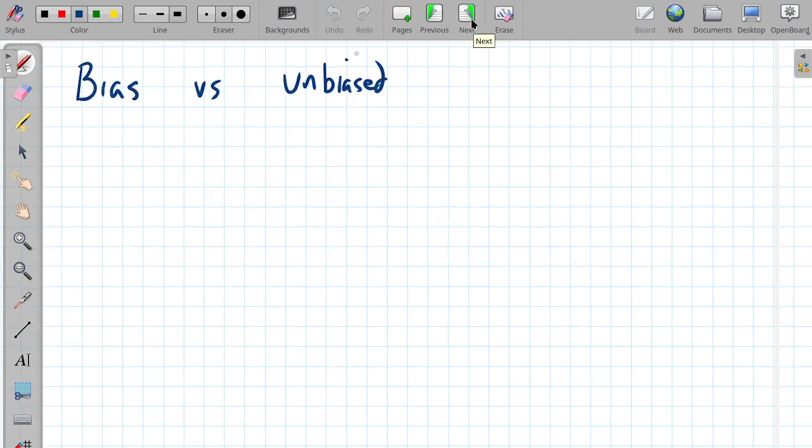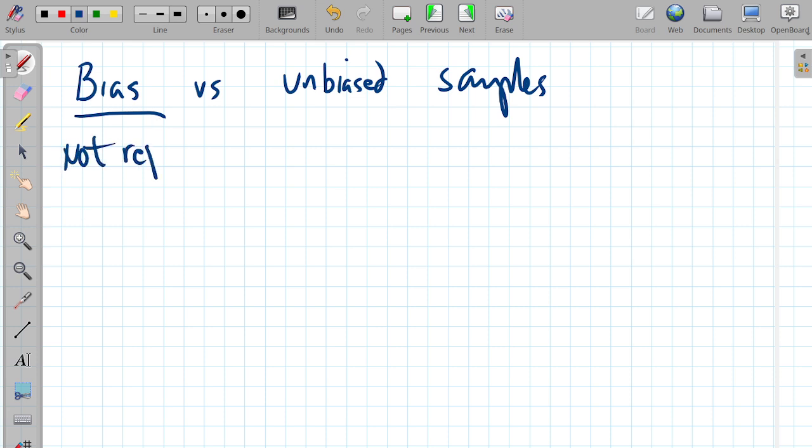We're almost done here. Biased versus unbiased samples. Okay. We talked briefly about bias last time. So a biased sample usually means that the sample is not representative of the population. Let's write that out. Representative of the population.